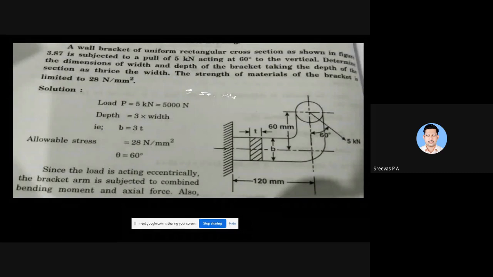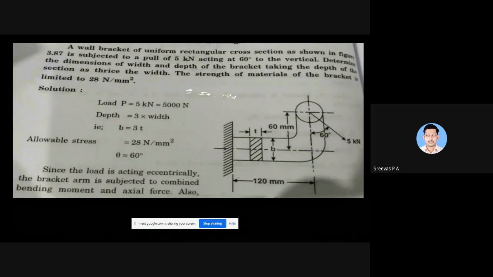A wall bracket of uniform rectangular cross section as shown in figure 3.87 is subjected to a pull of 5 kilonewton acting at 60 degree to the vertical. Determine the dimensions of width and depth of the bracket, taking the depth of the section as thrice the width. The strength of the material of the bracket is limited to 28 Newton per millimeter square.